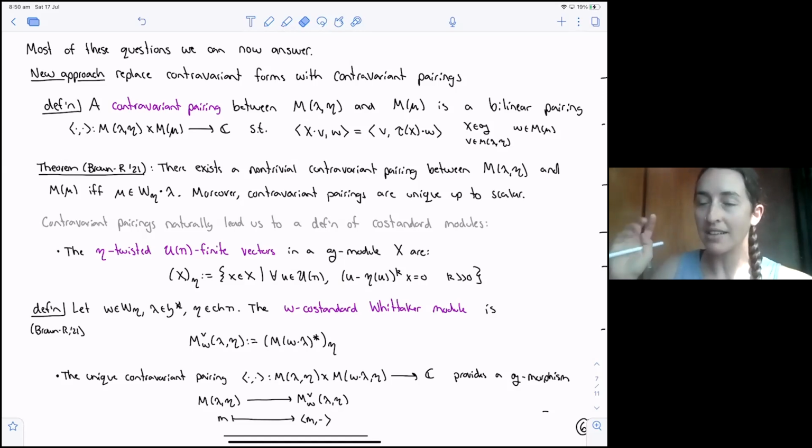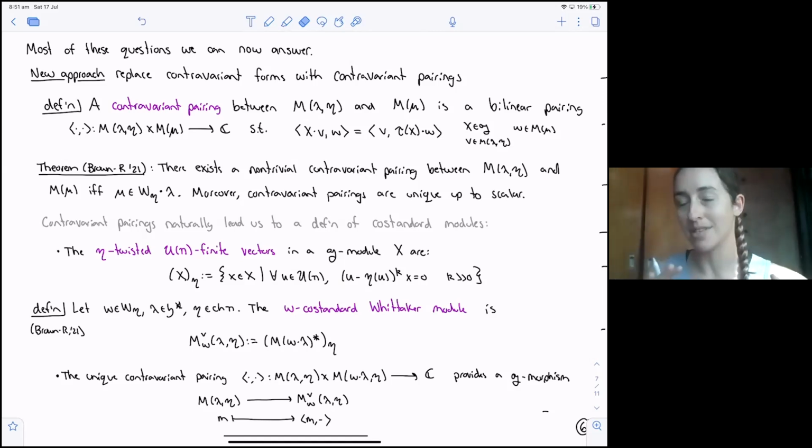So it's not clear which Whittaker vector you should use to carve out your dual in your category. You actually have W eta's worth of choices, and you could choose any of them. That's where we see the different contravariant forms. So you have many different choices for which one to carve out. For a long time, we were trying to construct the definition of a costandard by taking some subset of the full linear dual, but it was too big.